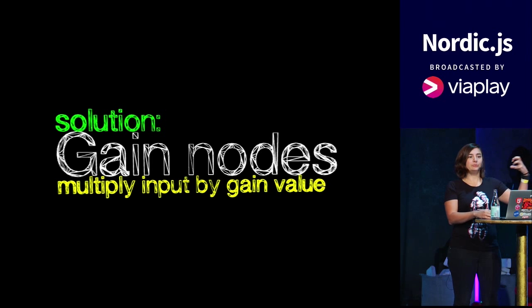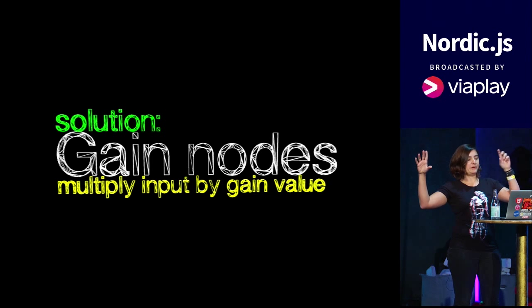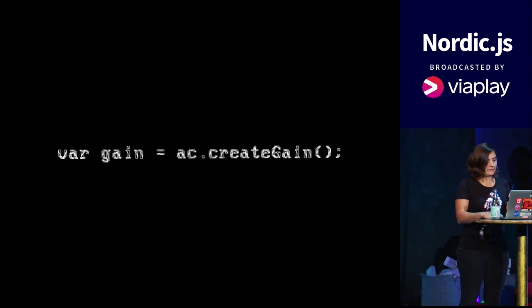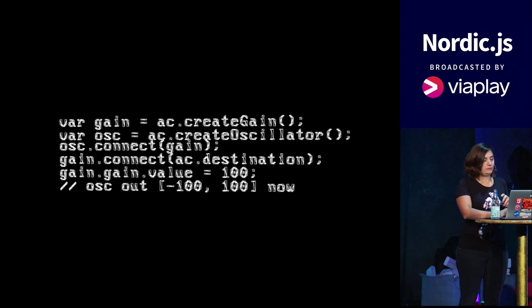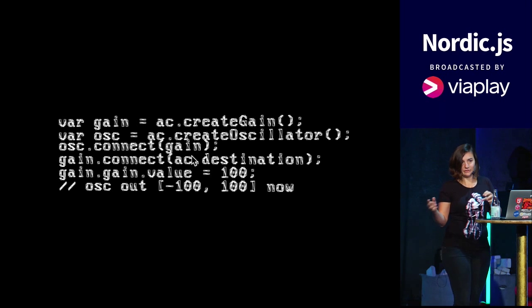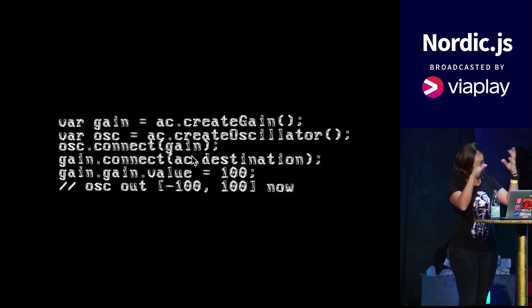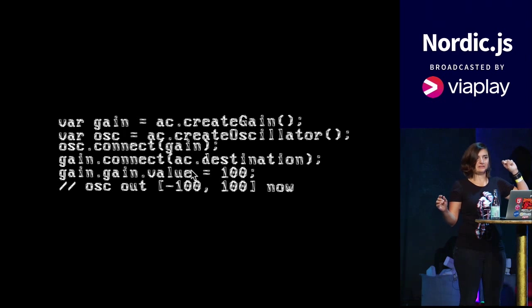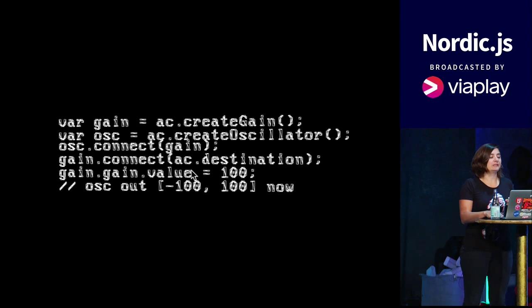The gain node takes the input and multiplies it by whatever the gain property value of the gain node is. So again, we create it with createGain, with the factory kind of thing. Then we create the oscillator, we connect the oscillator to the gain, and you can connect the gain to the destination. So you can see the output of this modified oscillator. And in this case, we are setting the value to 100. So what used to be -1, 1, now is -100, 100. So that's way more different.